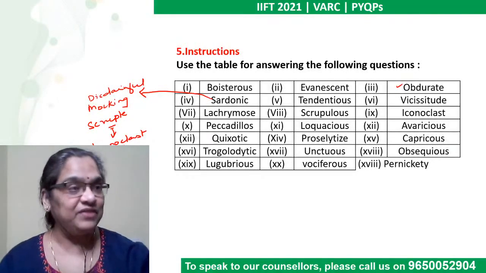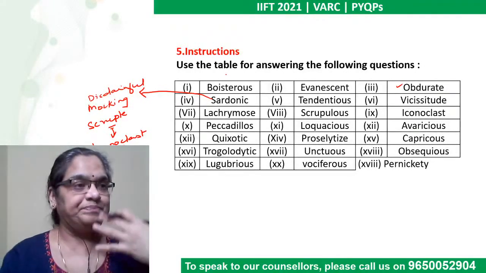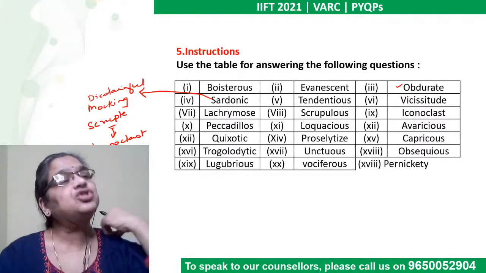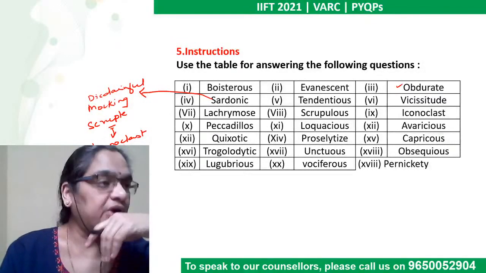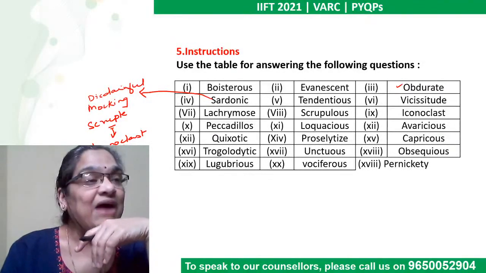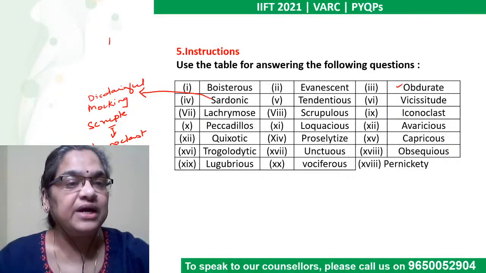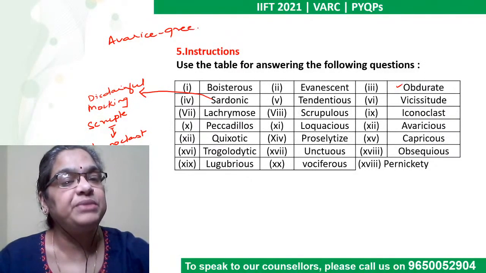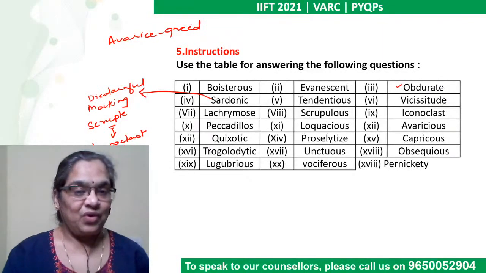Loquacious. We've done this before. Loquacious means somebody who talks a lot. The root loqu is talk. So loquacious means talkative. All right. Avaricious comes from the word avarice. Avarice means greed. So avaricious means greedy. All right.